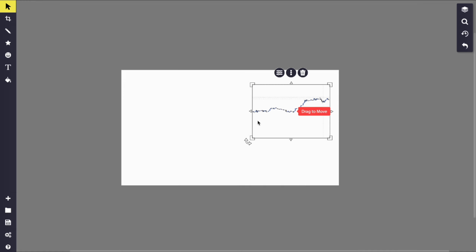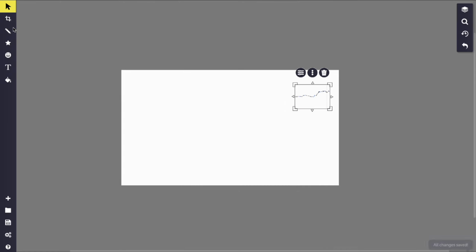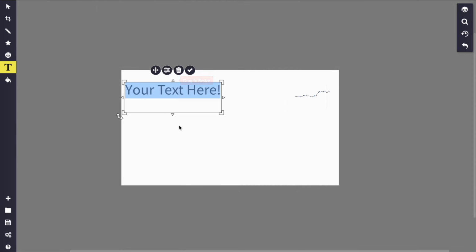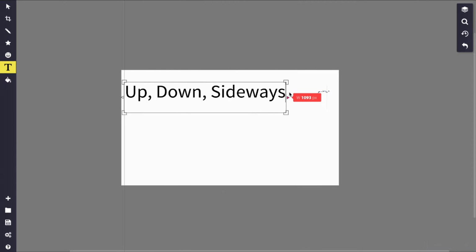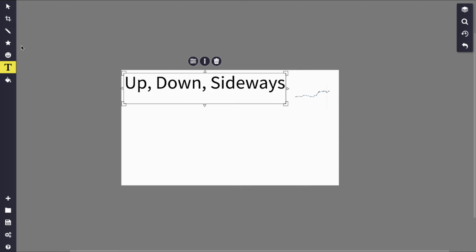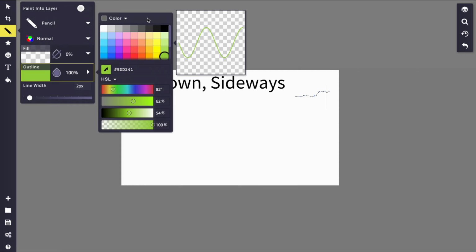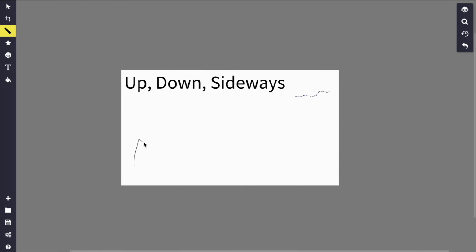But yeah, trends: upwards, downwards, sideways. Those are the three trends: up, down, sideways. Three very basic trends. What does up mean? It's going up. What does down mean? It's going down. What does sideways mean? There's no real trend. It's just going sideways.